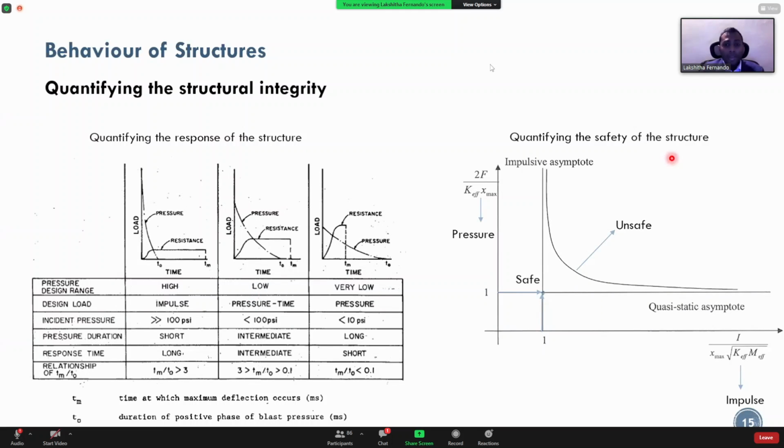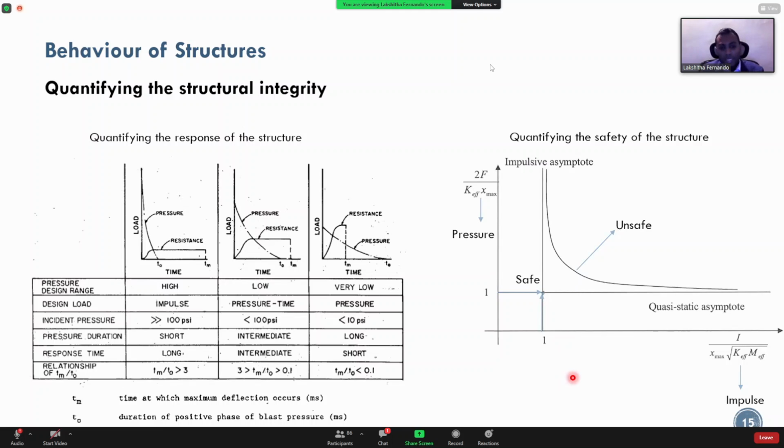In terms of quantifying the safety of the structure, we can develop these curves between pressure and impulse. And say for a given structure, if our pressure and impulse lies to the bottom of the curve, the structure is safe, but above it, the structure is unsafe. So this is another way of quantifying the structural integrity. So we need to once again know whether we are dealing with pressure or impulse when we come to this figure.